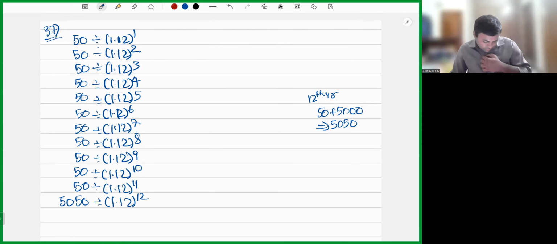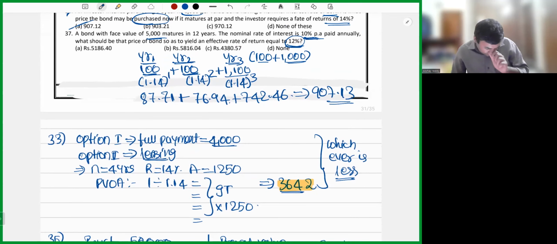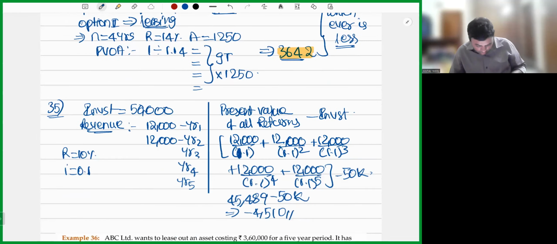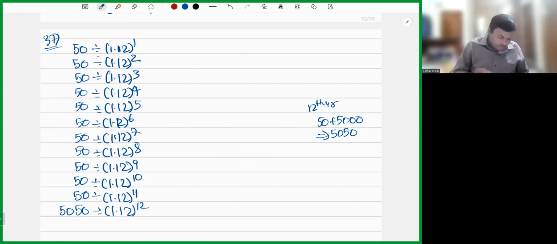So total, a 10 years bond with the face value of 5,000, matures in 12 years, the nominal rate of it. So what would be the price of bonds? So asked to yield an effective rate equal to 12%. So all I have added, let's check once again.